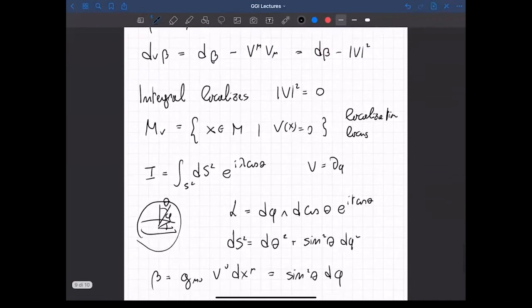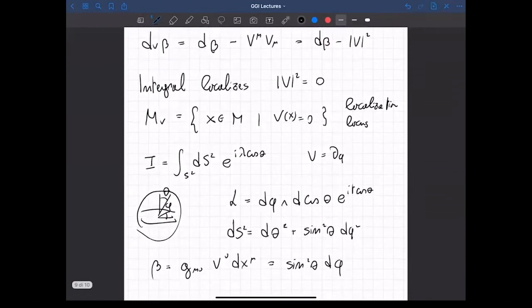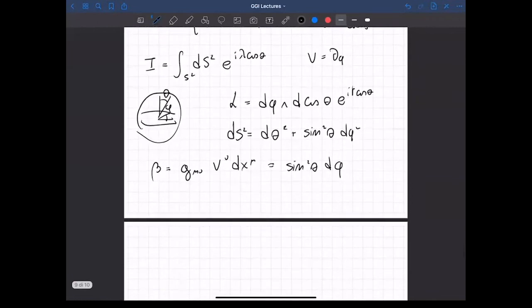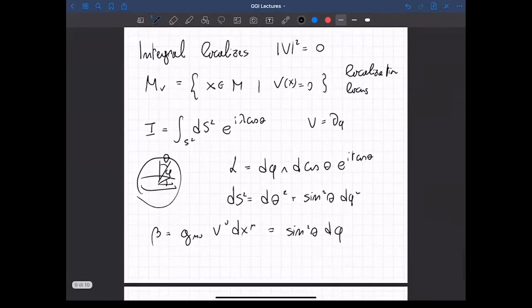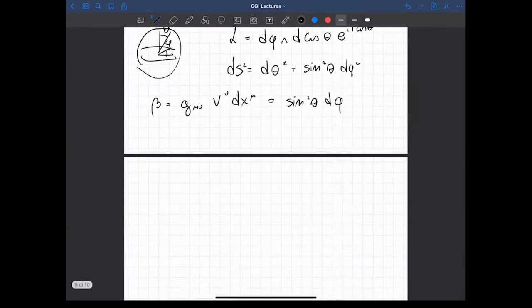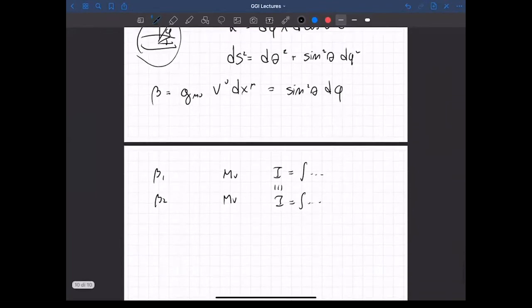And actually this is something very interesting, because suppose that you have two schemes, beta one and beta two, and you reduce to different loci. The integrals here can look in a different way, but they are actually the same, because they differ by an equivariantly exact form.